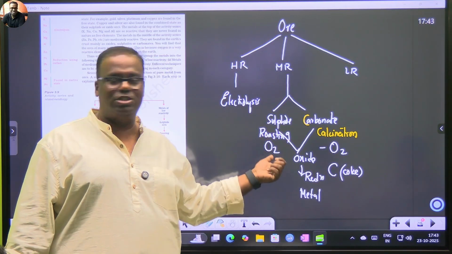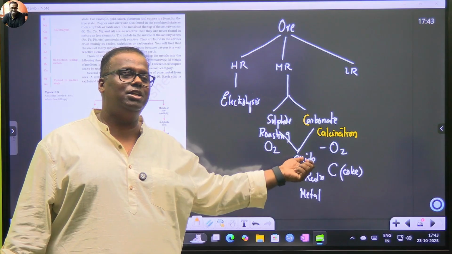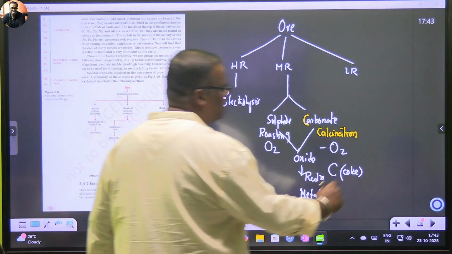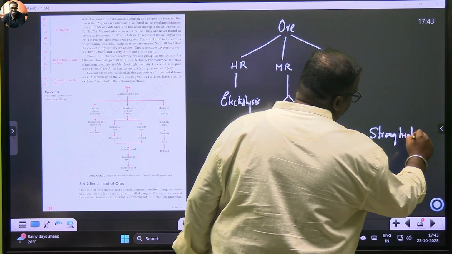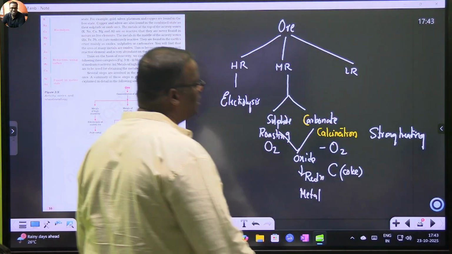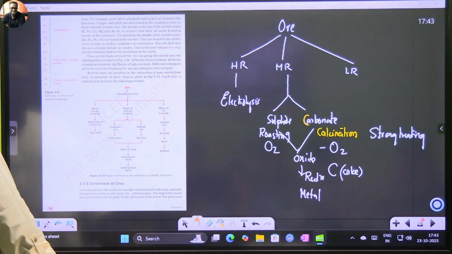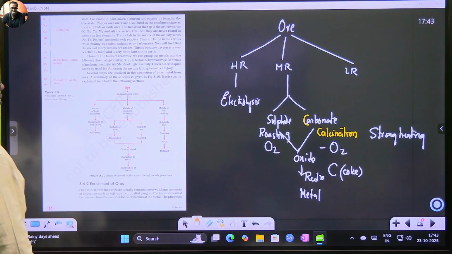Roasting is always in the presence of oxygen. Calcination is in the absence, and both these processes are strong heating. One is in the presence of oxygen, one is in the absence of oxygen. Okay? And then you convert into oxide, and once you have got oxide, then you do it.